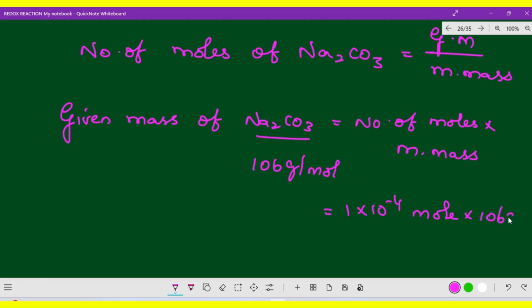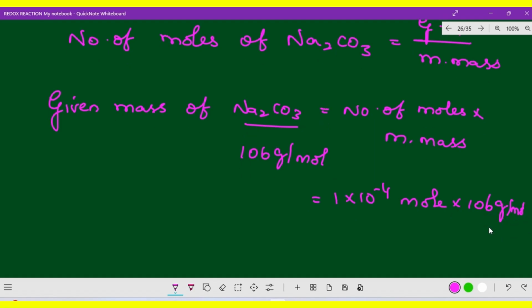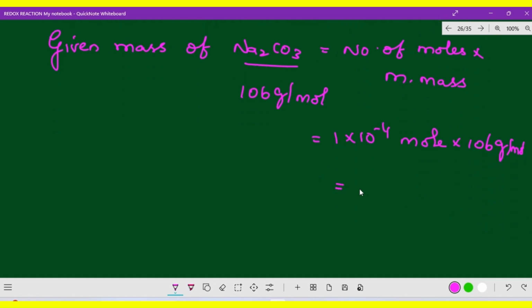So 106 gram per mole, right? So what is the answer you will be getting? You will be getting 0.0106 gram, right? So this is the given mass. So given mass means it's in gram.